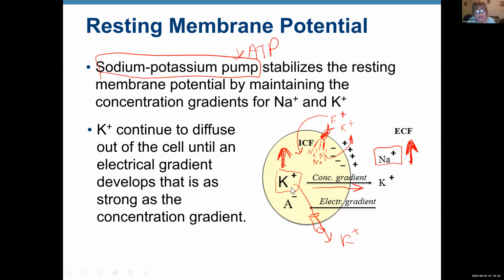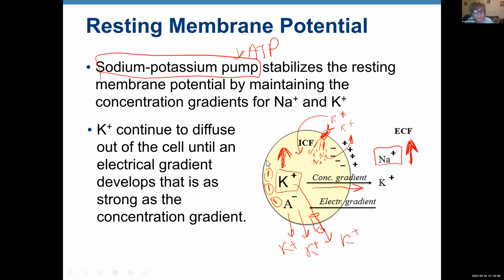So now, when potassium is moving out, more and more potassium moving out, and potassium is positively charged, right? What do you think is going to happen with your cell inside? It becomes more and more negative, because we're removing positive ions from inside the cell, so the cell becomes negative inside. And this is called the electrical gradient, right? And that's our potential. This is our resting membrane potential.